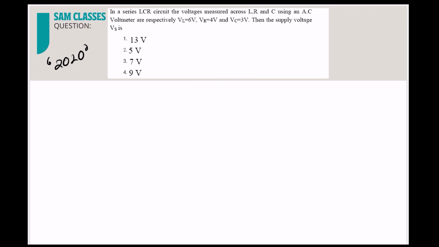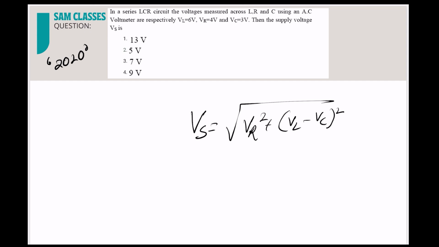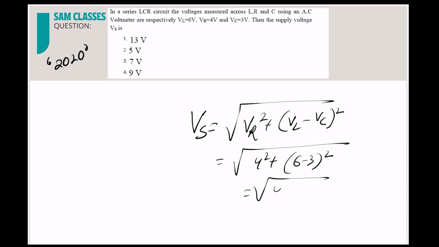Again, same thing. They have given an LCR circuit. VL is given, VR is given, VC is given. They're asking you what is the supply voltage. So VS is nothing but root under of what? VR square plus (VL minus VC) whole square. Correct. That's the formula only, no? So if you put in the values, this is equal to root of 4 square plus (6 minus 3) whole square. This is again root of 4 square plus 3 square, that is 16 plus 9, that is equal to 5 volt.